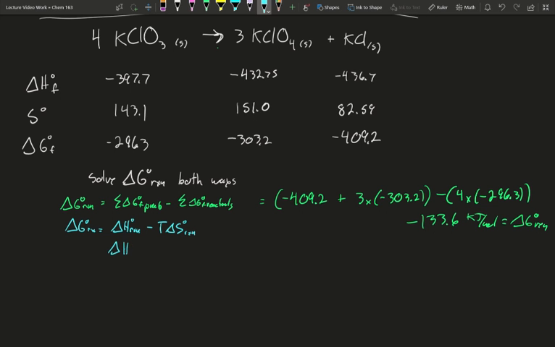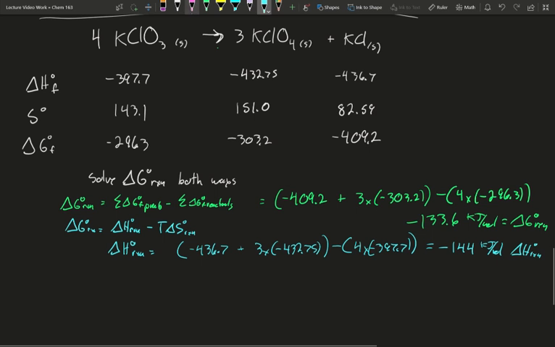If we want to perform this through the entropy and enthalpy route, I need to find the delta H of my reaction, which again is the sum of the formation products minus the sum of the formation of reactants. So in our case, that'll be negative 436.7 plus 3 times negative 432.75 minus from that the reactants of 4 times negative 397.7. This will give us a negative 144 kilojoules per mole for the delta H naught of the reaction.